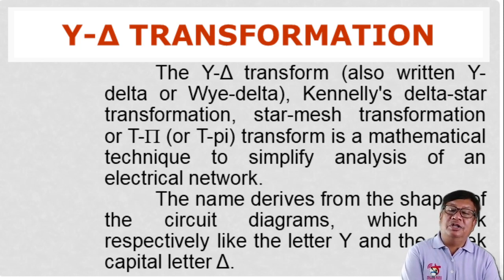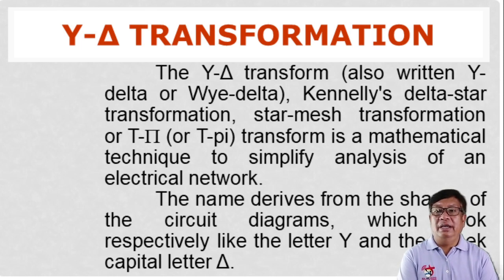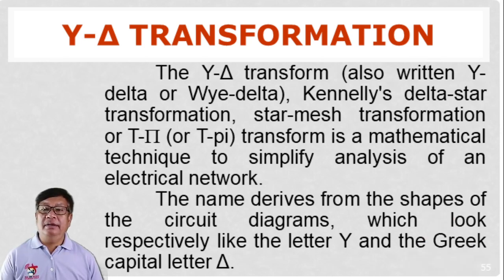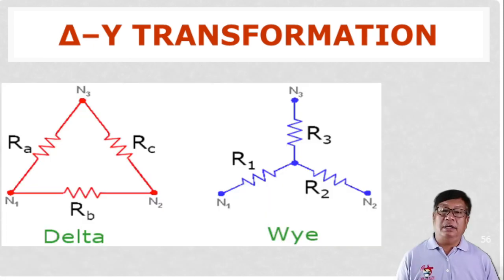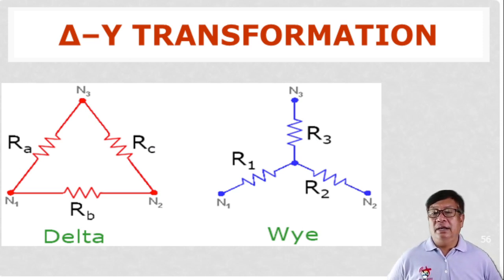By the way, the Y to delta transformation is also written Y-delta. Kennelly's delta-star transformation, star-mesh transformation, or simply T to pi transform, is a mathematical technique to simplify analysis of electrical networks. The name derives from the shapes of the circuit diagrams, which look respectively like the letter Y and the Greek capital letter delta. So how are you going to transform the delta connected resistance to Y connected resistance?